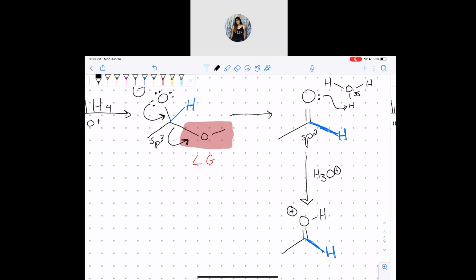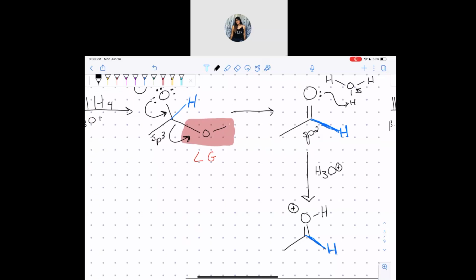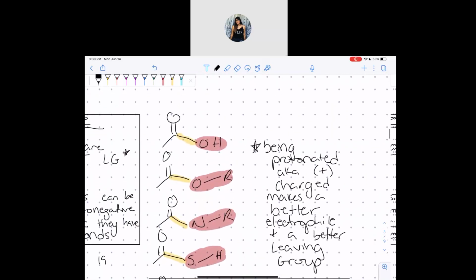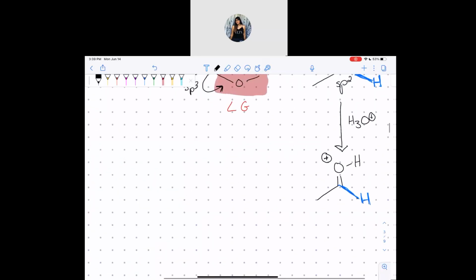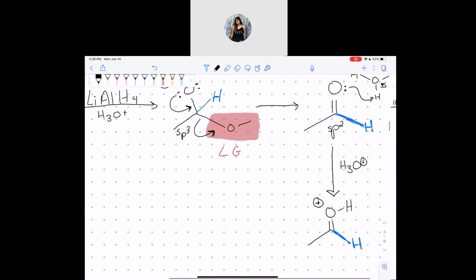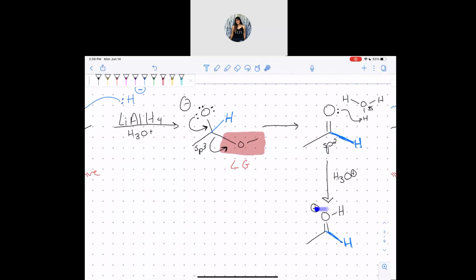Okay, so someone said a negative charge is a base or a nucleophile. Yes, but if it's positively charged, I'll give you a little hint. Positively charged can tell us that we're going to be electrophilic or a better leaving group, things like that. Okay, cool. So we have a positive charge. So we made this more electrophilic. Awesome. What does that mean? What can we do now?